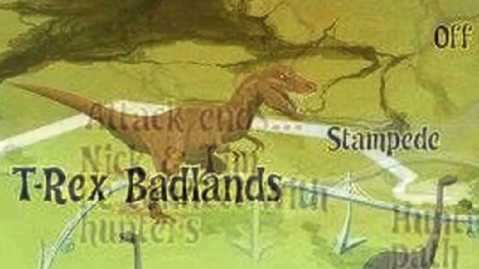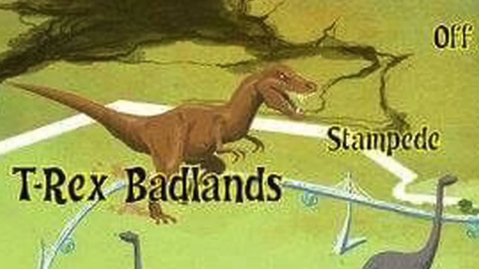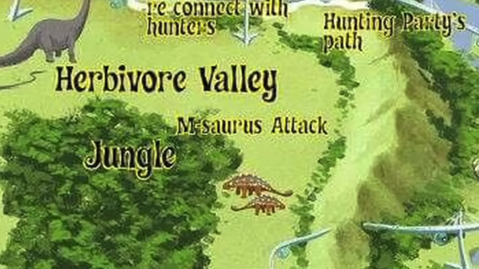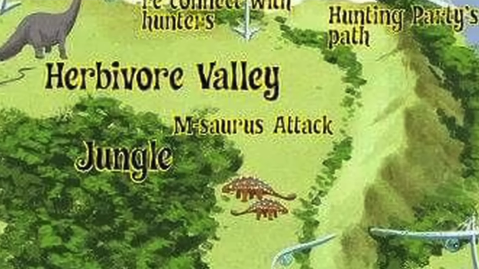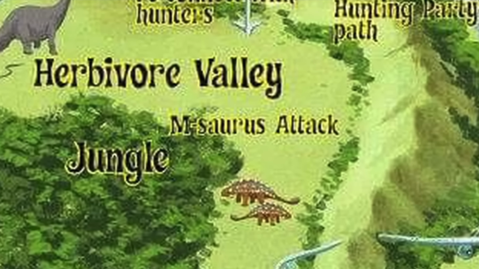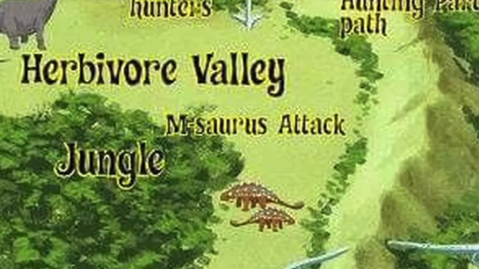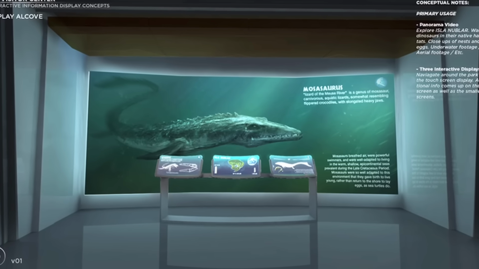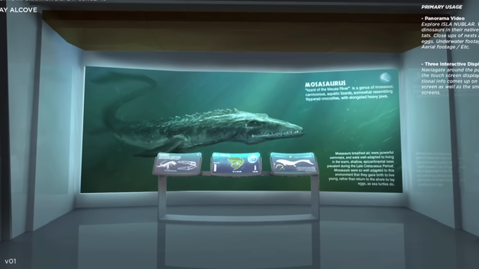A stampede appears to take place somewhere near the, quote, T-Rex Badlands. A scene where the pteranodons would have attacked the monorail is documented here, and I don't quite understand what's going on right here, but somehow there would be a Mosasaurus attack in the middle of the jungle? Unless this is for a Moosaurus, or maybe the Malyosaurus just abbreviated? I don't really know what to think about that.